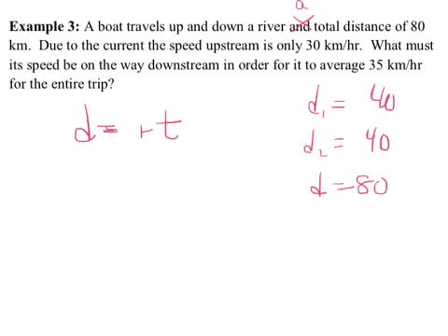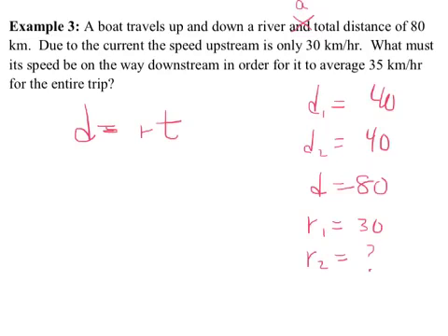Givens, what else? Your upstream is only 30 kilometers per hour, so your downstream has to be at 40 kilometers per hour, right? Well, we know that it's got to be something bigger than 35 for sure, but it's not going to be 40. I can tell you that right now.